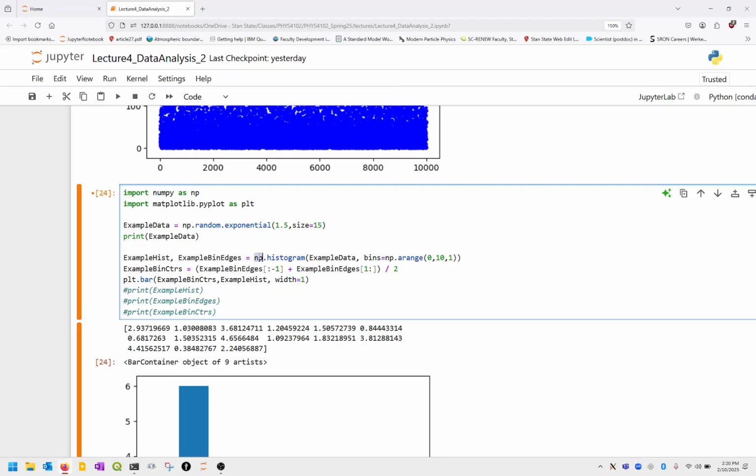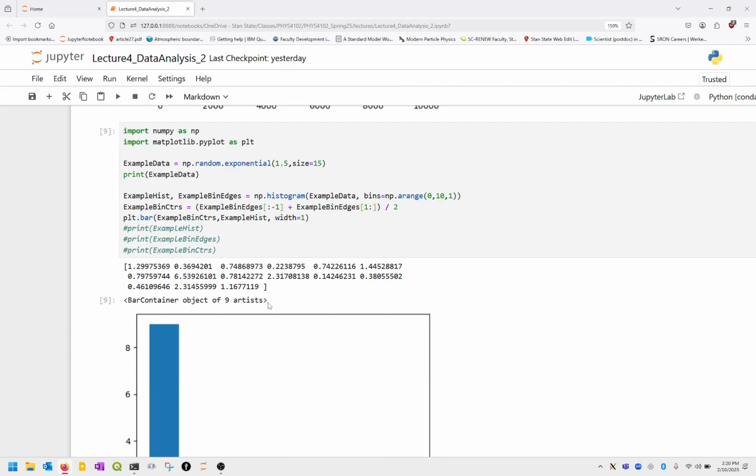In this little example, I made a random exponential. Instead of 50, I just made it shorter, so 15. I rolled the dice only 15 times, just so we can see the numbers. And I printed out the example data. Let's run this again. It'll probably change a little bit.